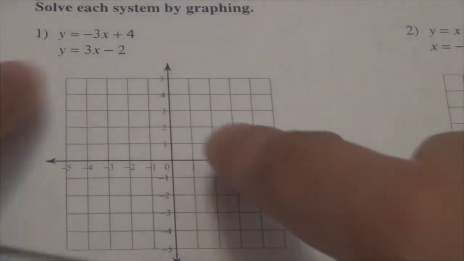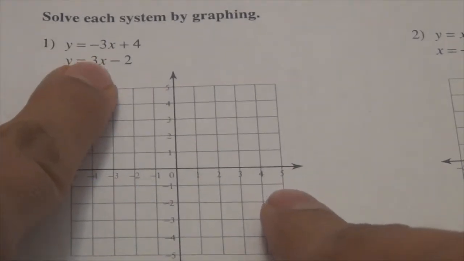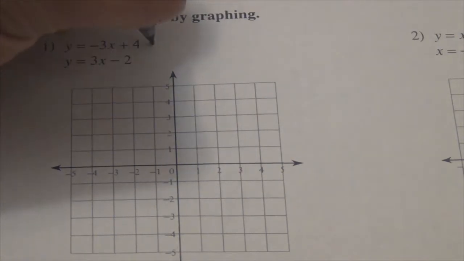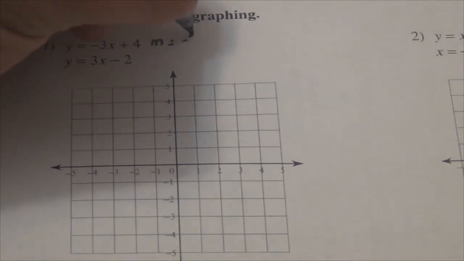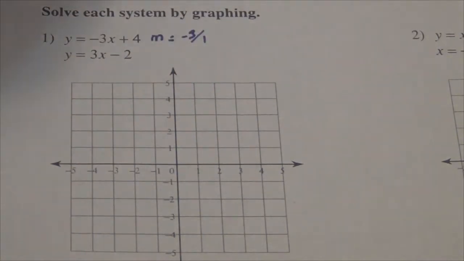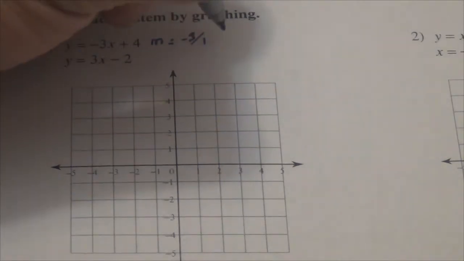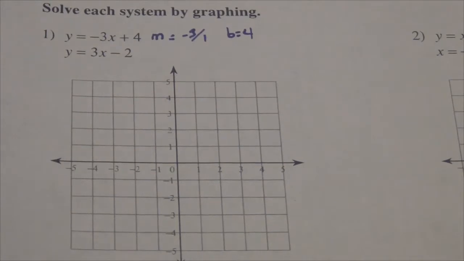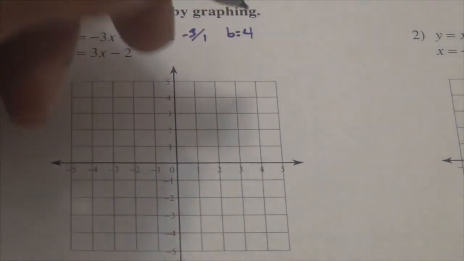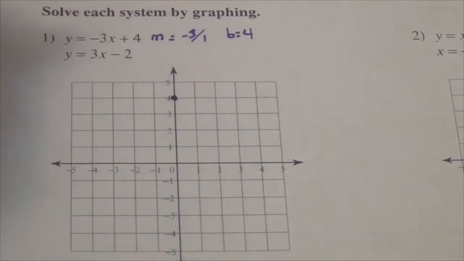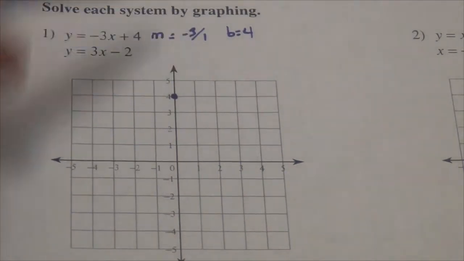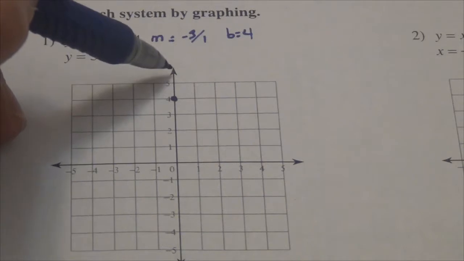The slope of the first one is negative 3 over 1. We might want to write it down: negative 3 over 1. And the y-intercept is 4. That means I'm going to start at (0, 4), and work my way up or down according to the slope. The slope is negative 3 over 1.